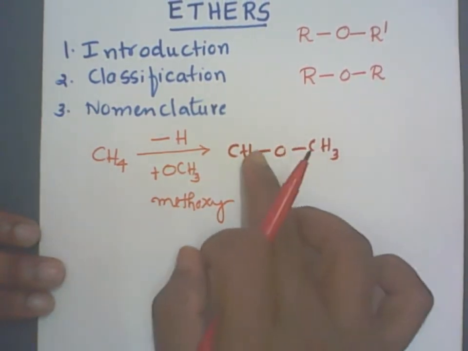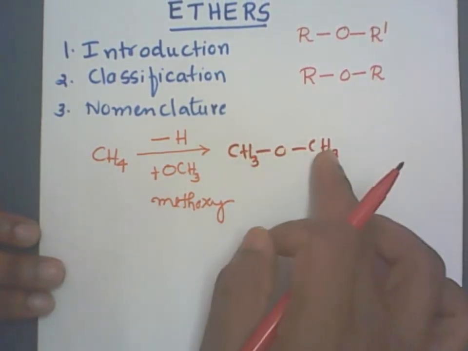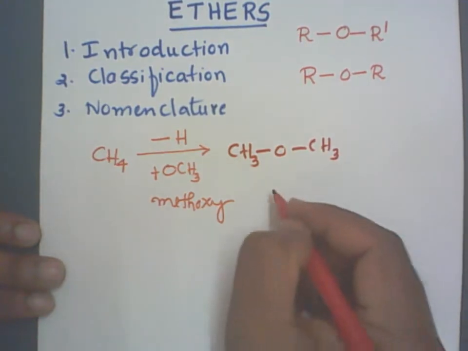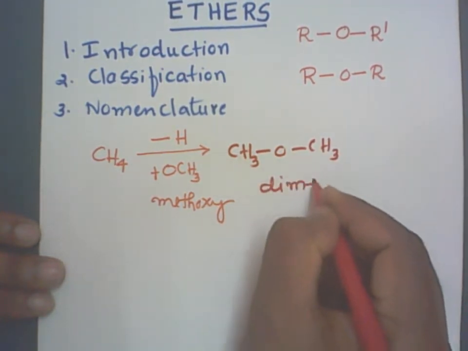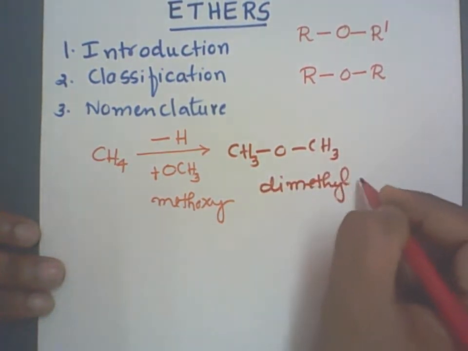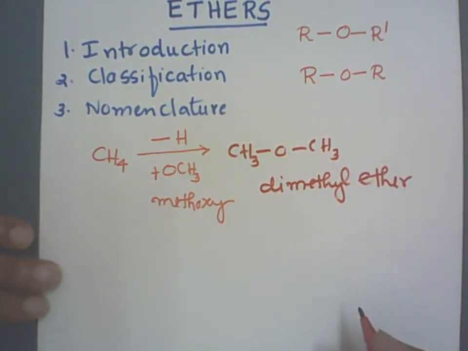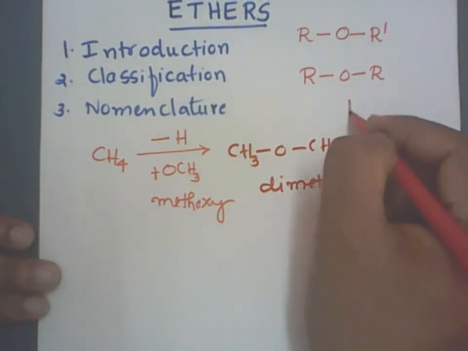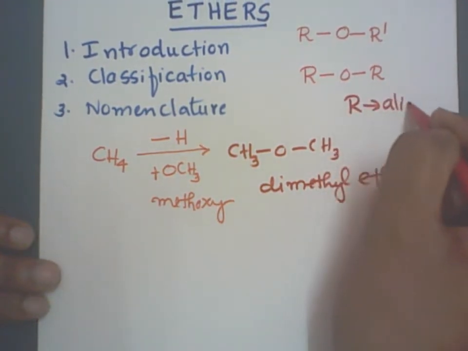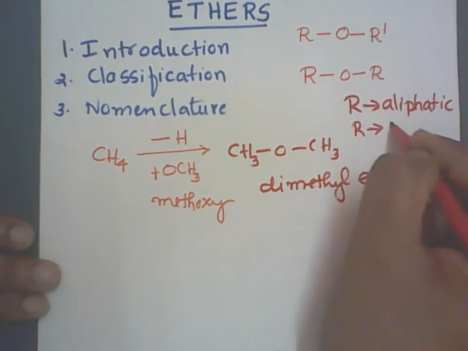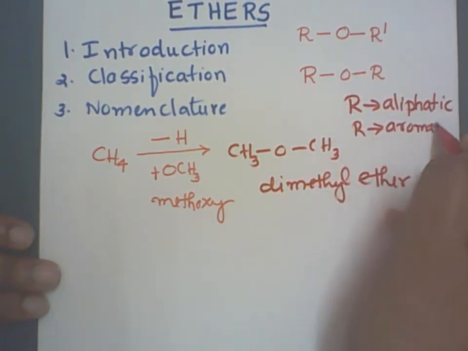So I'll get a compound now. How many methyl groups are there? There are two methyl groups, so it is called dimethyl ether. Ether is the functional group. Now, this R group can be aliphatic, or the R group can be an aromatic group. It can be aromatic also.